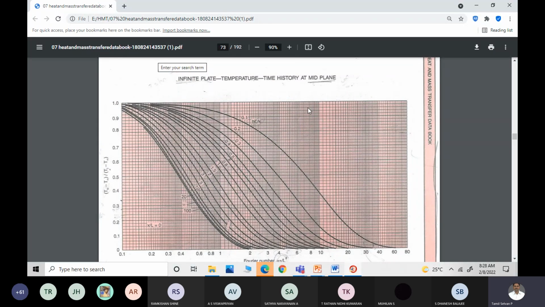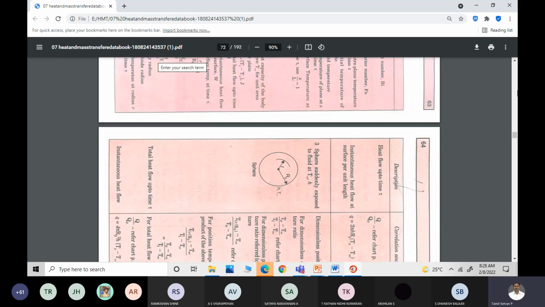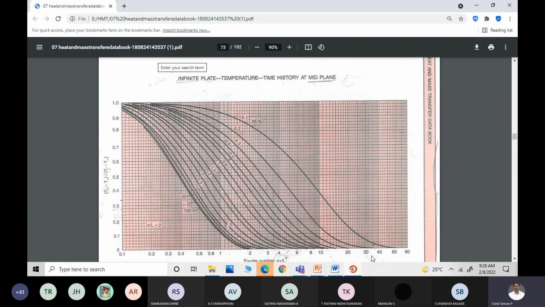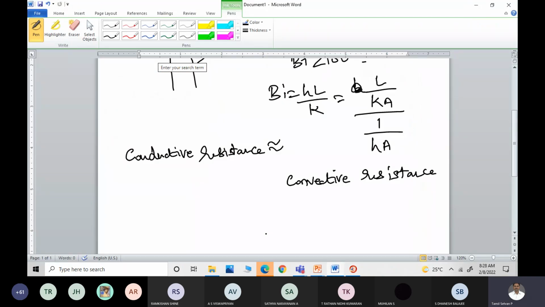Now you have (T0 minus T infinity) divided by (Ti minus T infinity). In infinite plane problems, you will be given the surrounding fluid temperature, which is T infinity, and Ti is the initial temperature of the solid. T0 is the center plane temperature, and sometimes you will be asked to find the temperature at a distance from the center. Are all of you able to understand, students?